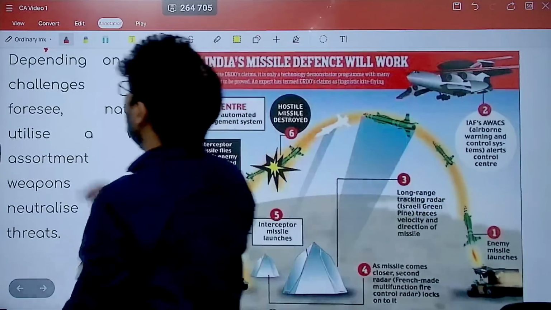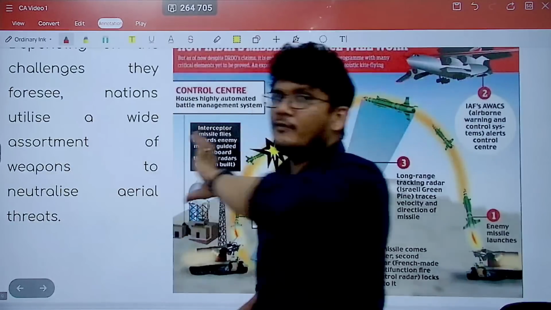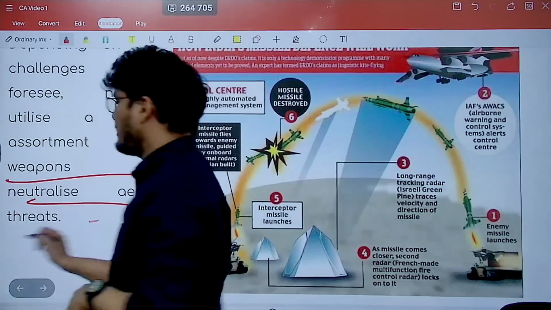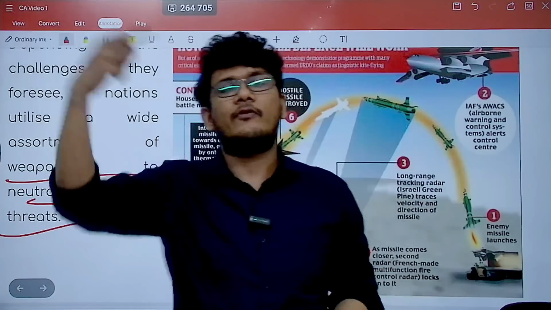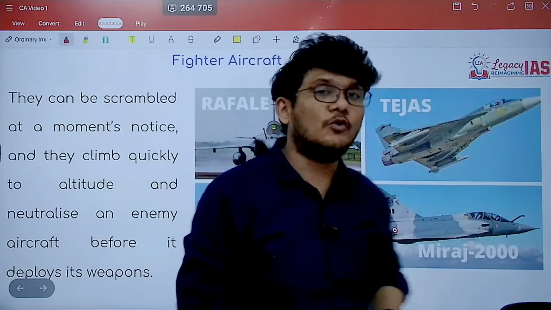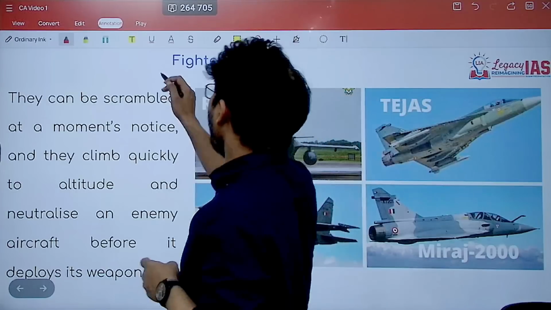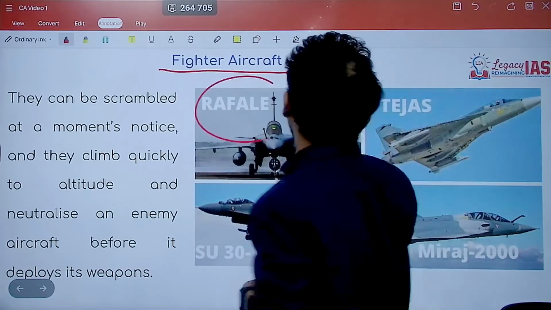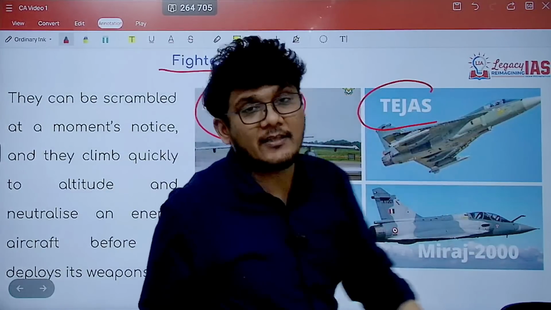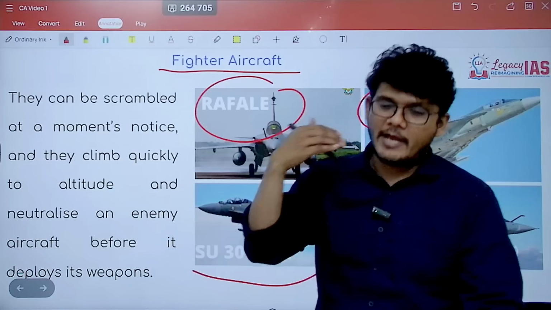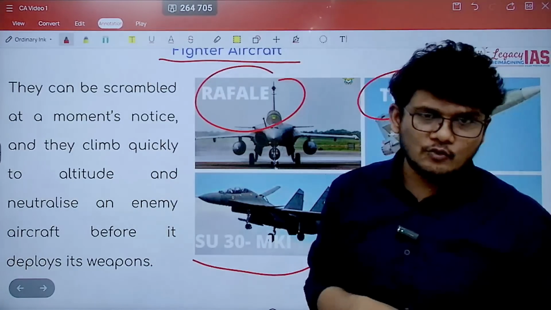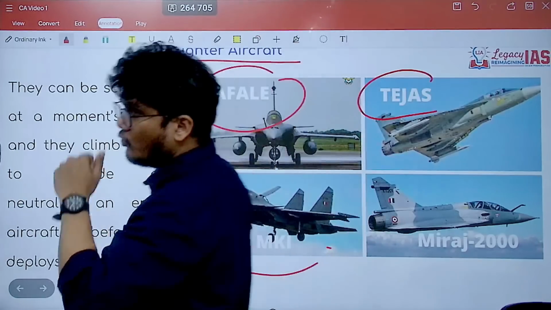So depending upon the challenge they foresee, different nations including India will utilize a wide assortment of weapons to neutralize the aerial threats. Depending upon the type of threat, we will have different resources to neutralize that. The very first thing is the fighter aircraft. So we have with us Rafale, Tejas, Sukhoi Su-30, Mirage, etc. These are aircraft which help in the interception mission. They can be scrambled at a moment's notice. Immediately they can be taken off.